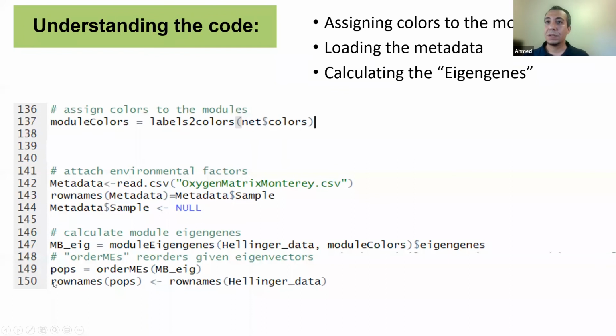These two lines here are just reordering these eigenvectors so that they are put next to each other based on the similarity of the profile of the eigengenes. So now we have this vector that's going to pop up in the coming lines. So this is the matrix of the eigengenes. Okay.